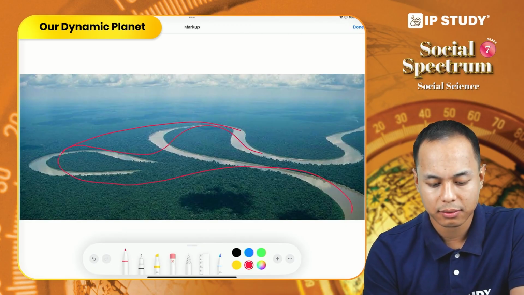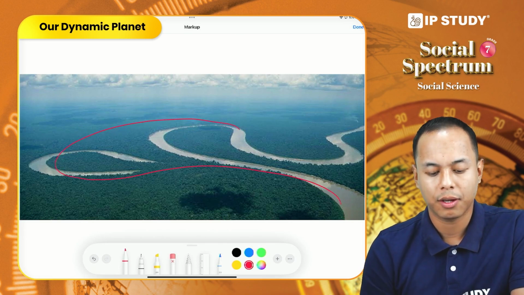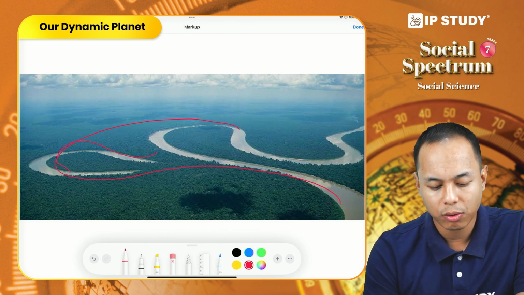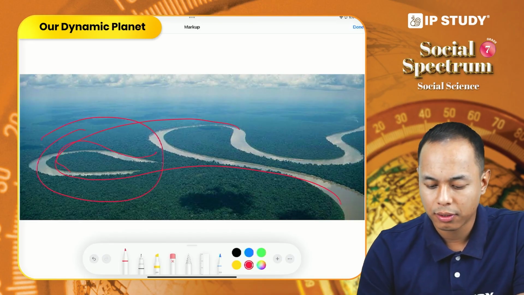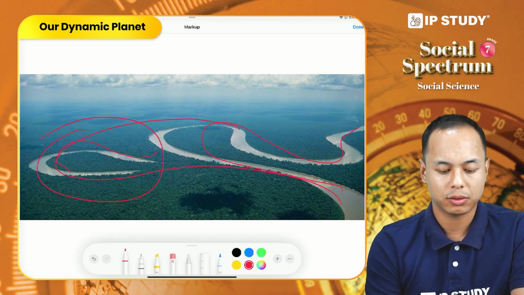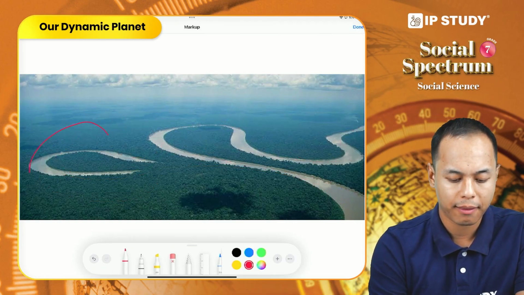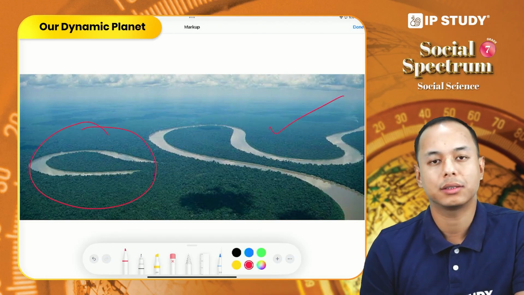Okay, like this. The original path was like this. But because of this winding course, this portion is left out. The river met here and started flowing like this. So this portion is the oxbow lake, and this is the meanders. Okay.